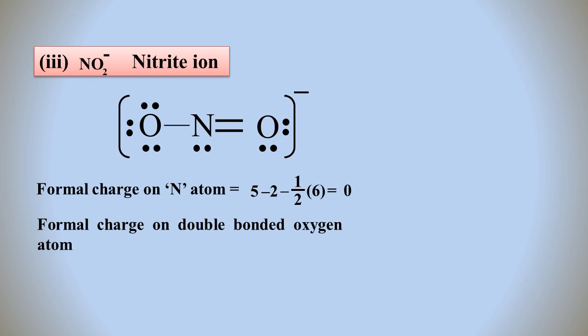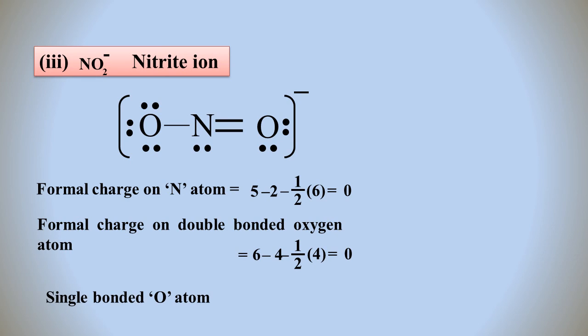Okay, formal charge on the double bonded oxygen. We have oxygen surrounded by 6. 6 minus, we have what? Unpaired 4. 6 minus 4. Also we have 4, half times 4. Okay, so half times 4 equals 2. 6 minus 4 equals 2. 2 minus 2 equals 0.